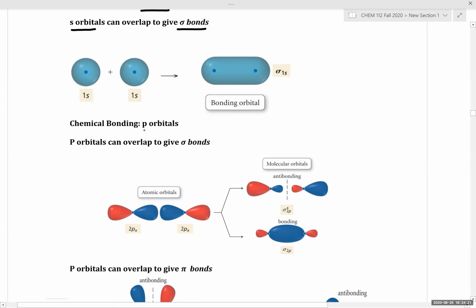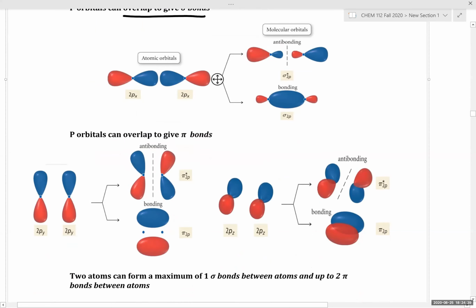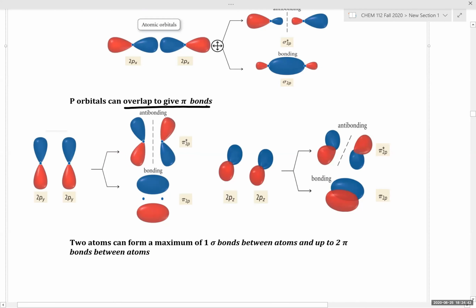In the case of p orbitals, they can first and foremost overlap to yield sigma bonds. So they can overlap directly along the bond axis to yield a sigma bond and an anti-bonding orbital. Alternatively, p orbitals can also overlap to yield pi bonds, where they overlap perpendicular to the bond axis. And just like sigma bonds have bonding and anti-bonding orbitals, pi bonds also have bonding and anti-bonding orbitals.